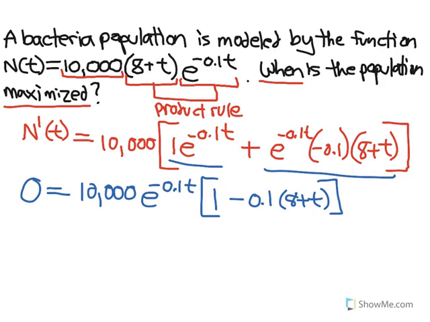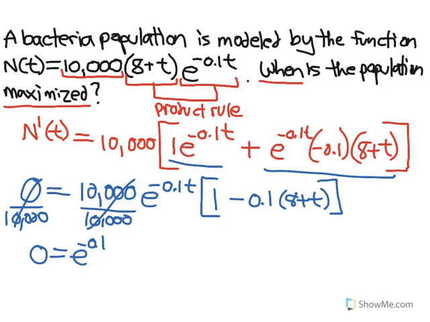Now, we can get rid of the 10,000, because if we just divide each side by 10,000, the left side is still 0. So that's gone. Now we have 0 equals e to the negative 0.1t, bracket. If we simplify this bracket, we get 1 minus 0.1 times 8 is negative 0.8. So that's going to be 1 minus 0.8 minus 0.1t. Don't forget to bring your minus through the bracket.